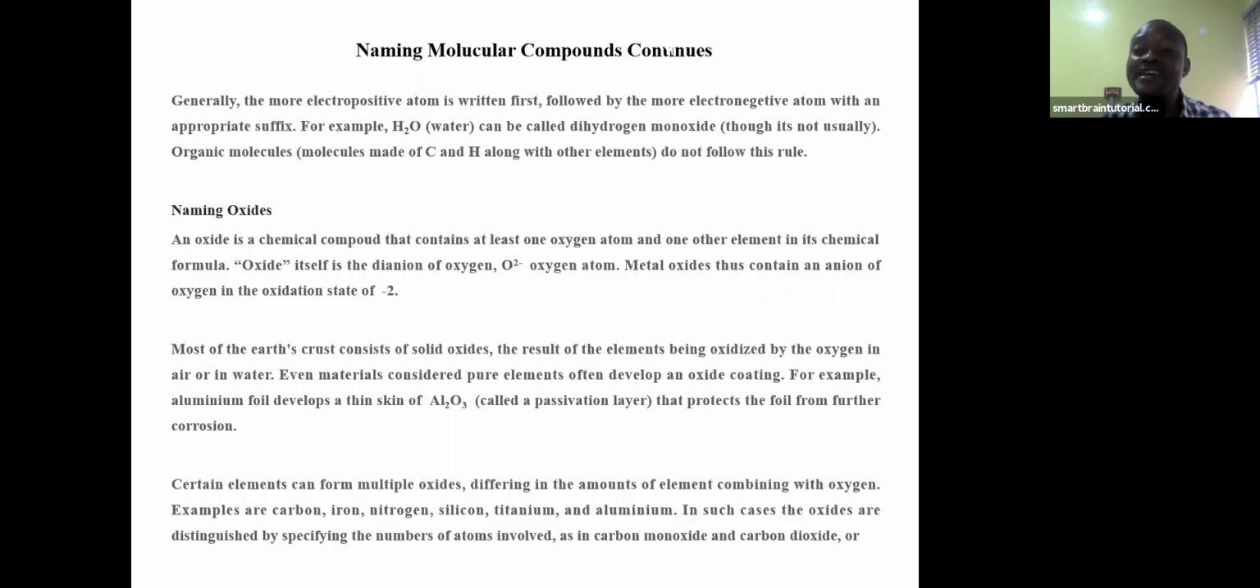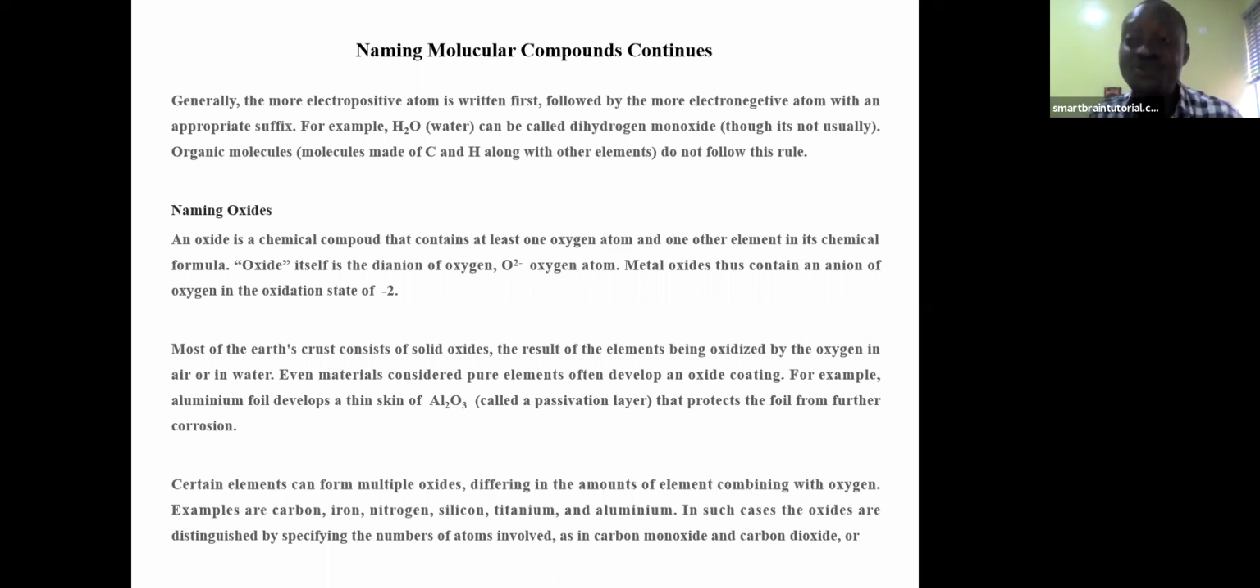Generally, the more electropositive atom is written first, followed by the more electronegative atom with an appropriate suffix. For example, in water, oxygen is more electronegative, while hydrogen is more electropositive. So hydrogen is written first before oxygen in water, and that's why it is H2O. Going by the formula, we can call it dihydrogen monoxide.